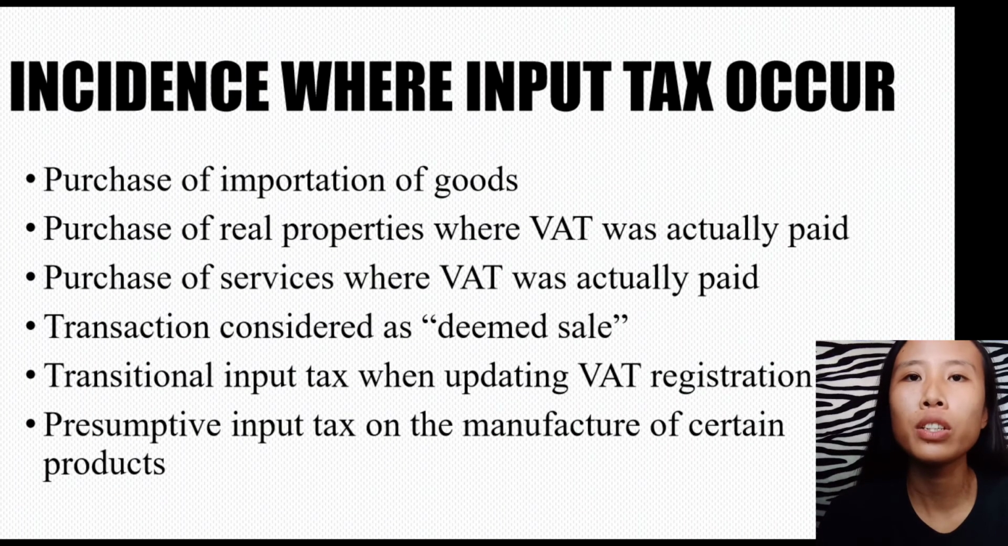So these are the transactions where input VAT may occur. Any input tax on the following transactions could be credited against output tax. First is purchase or importation of goods. Next is purchase of real properties where VAT was actually paid. Next is purchase of services where VAT was actually paid. Then transactions considered as deemed sale. Transitional input tax when updating VAT registration, or presumptive input tax on the manufacture of certain products.